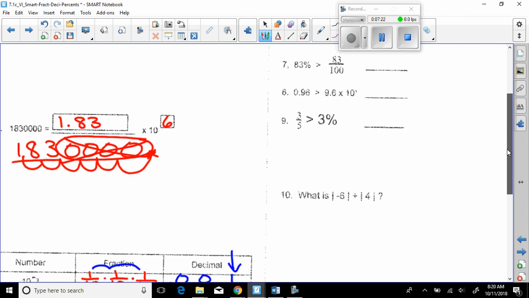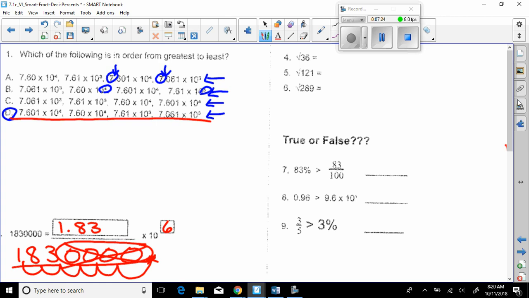All right, let's look at numbers 4, 5, and 6. These are square roots. So what's the square root of 36? What times what is 36? 6. The square root of 121, we know that 11 times 11 is 121. Therefore, the square root of 121 is 11.